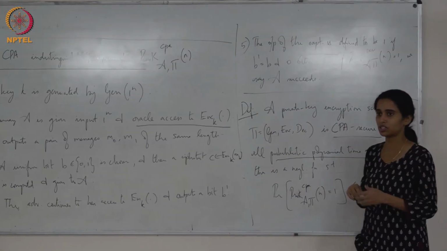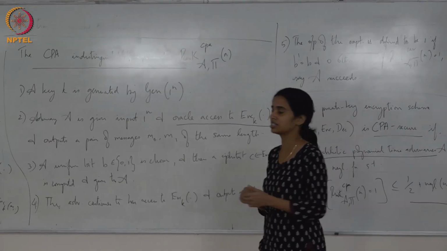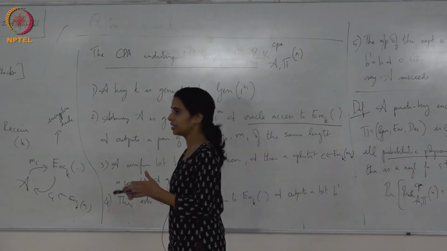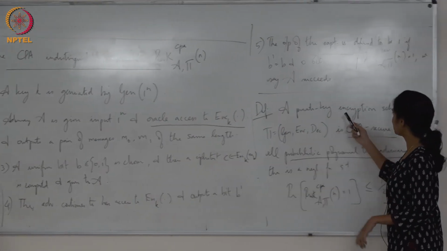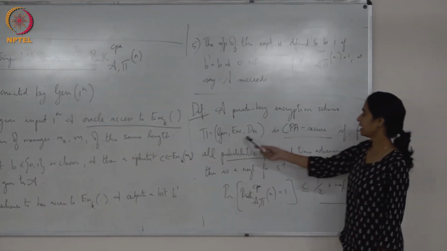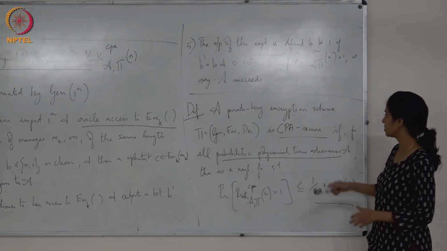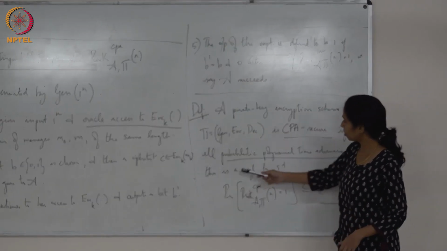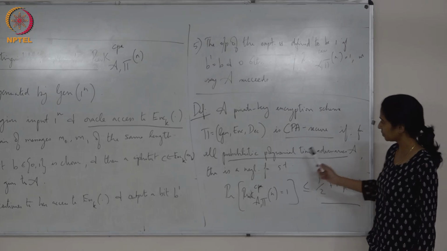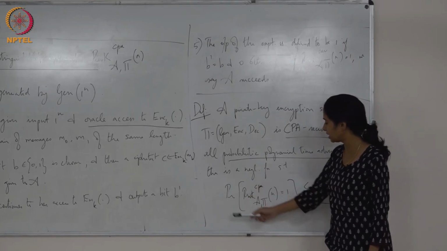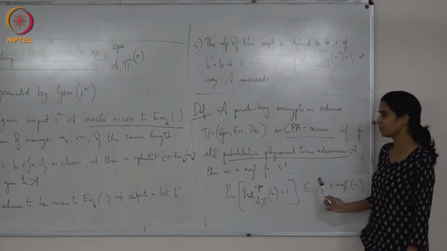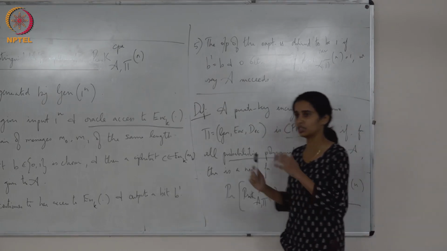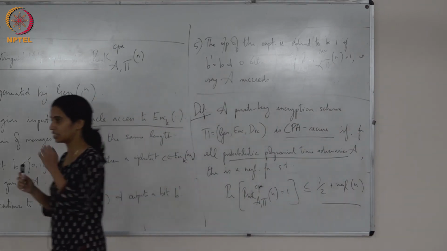Again, the adversary continues to have access to the encryption oracle and outputs a bit B prime, and the output of the experiment is 1 if the adversary's guess B prime for which of the two messages was encrypted is equal to B, right. And then a private key encryption scheme Pi consisting of Gen, Enc and Dec algorithms is CPA secure if for all probabilistic polynomial time adversaries A, there is a negligible function such that the probability that the experiment PrivK^CPA_{A,Pi}(n) is 1 is at most half plus negligible, right. So this is what we saw for the CPA security definition.